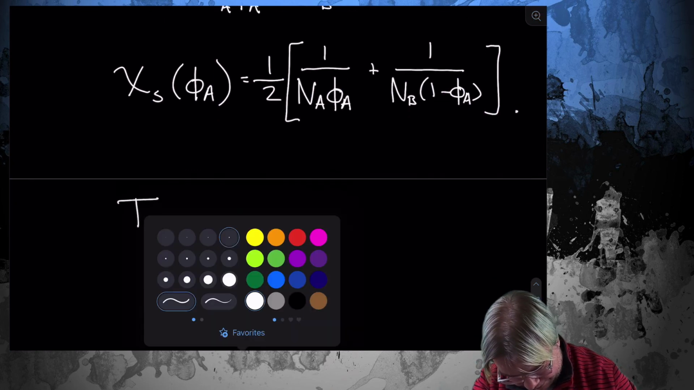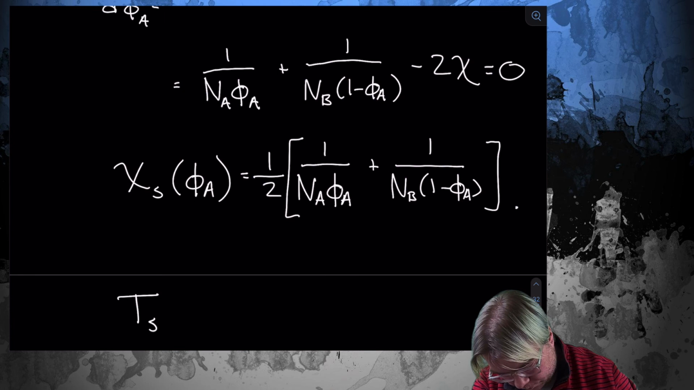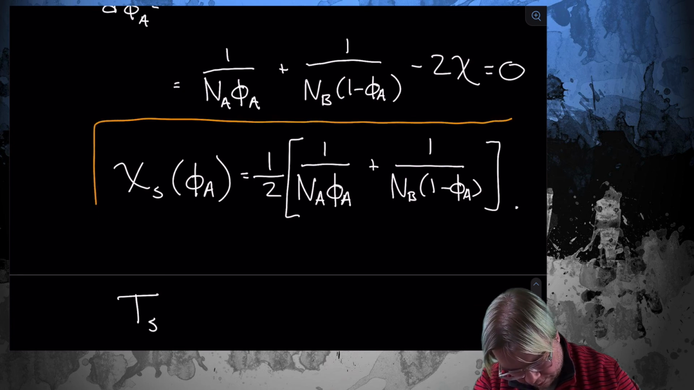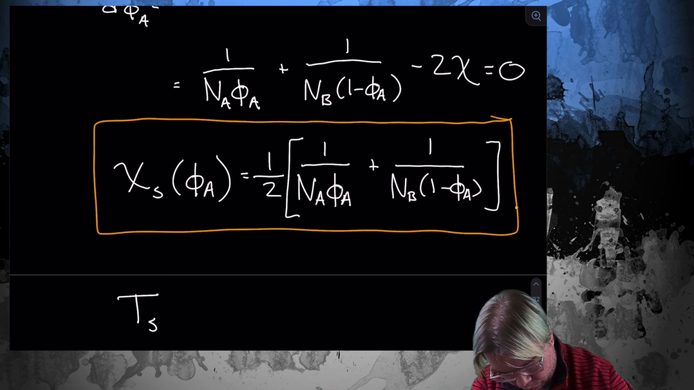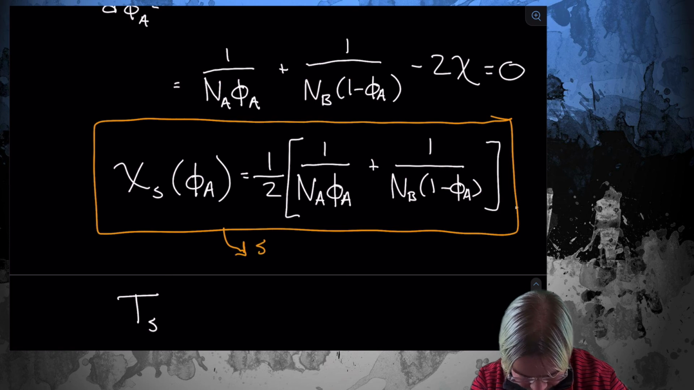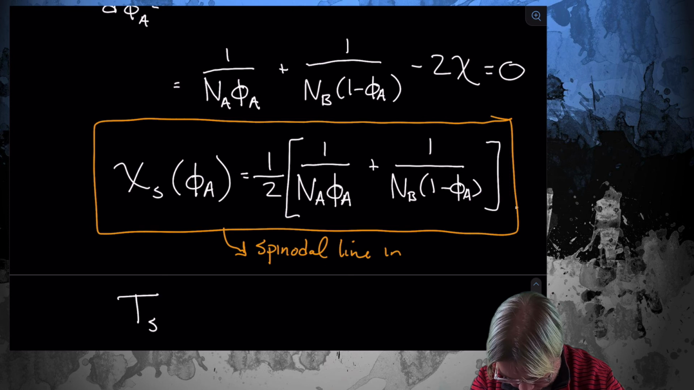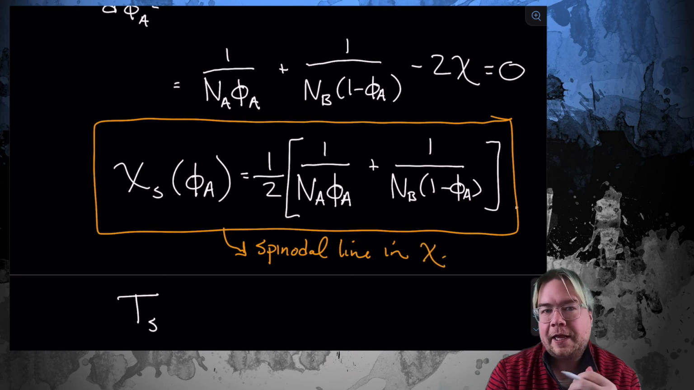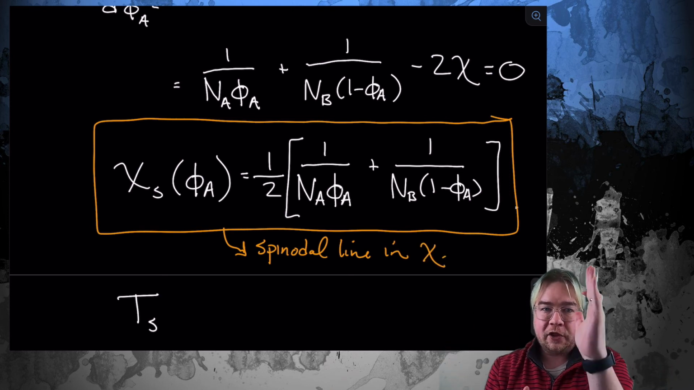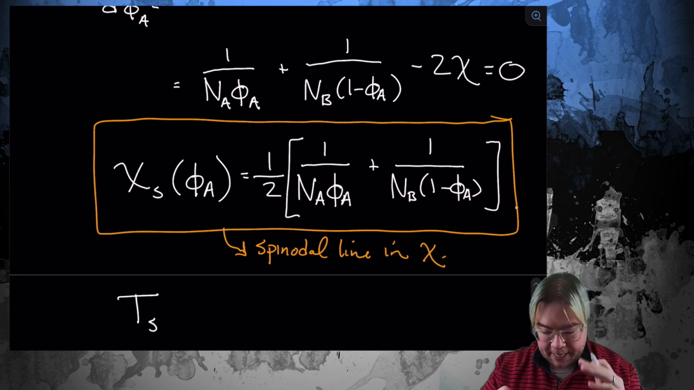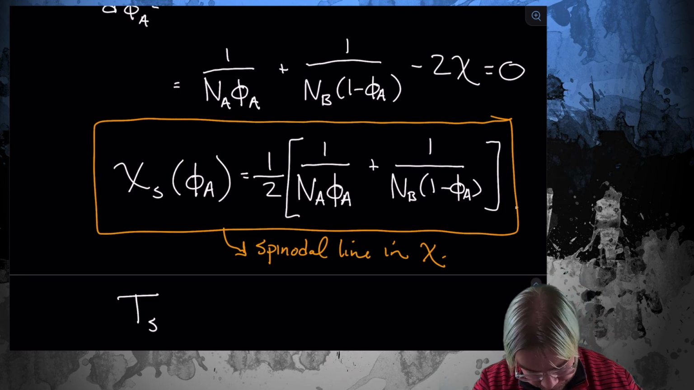Other thing we could do, again, if I do it the way that I've drawn it up here, this term will give me the spinodal line in chi. Like if I was making my phase diagram with chi on the y-axis and composition on the x-axis, then that's what I would get.